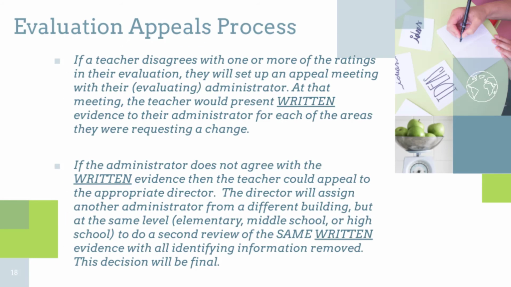It was negotiated to have an evaluation appeals process as part of our evaluation procedures. The first step is the teacher will set up an appeal meeting with their evaluator. The teacher will present written evidence to their administrator showing where there is a disagreement. If the evaluator does not agree with the written evidence, then the teacher can appeal to the appropriate director. The director will assign another administrator from a different building but same level to do a second review of the same written evidence. All identifying information will be removed prior to the new administrator reviewing the appeal.